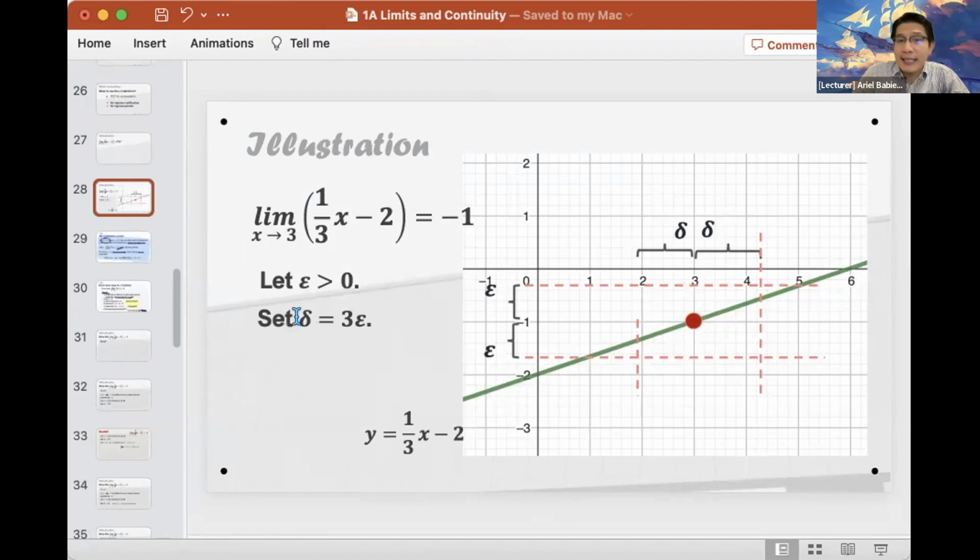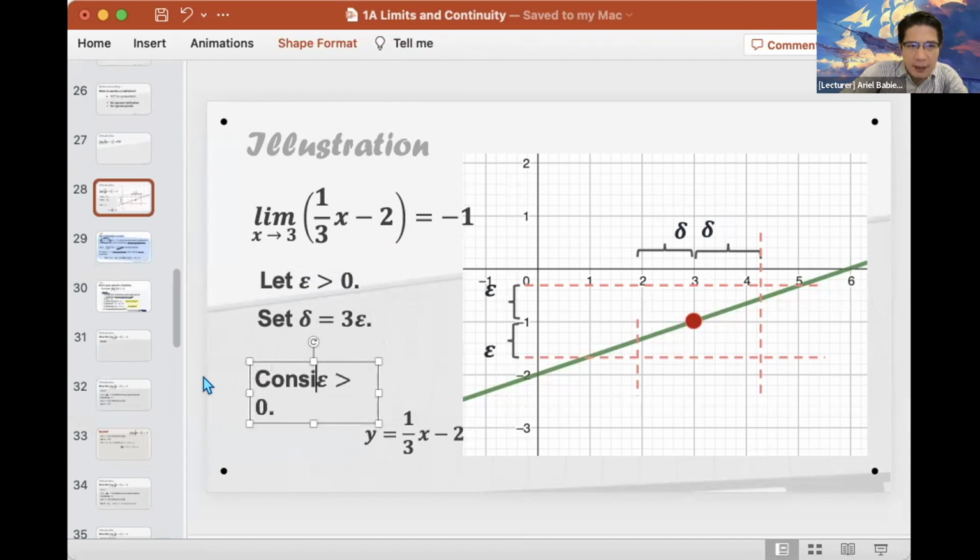So this is what we got earlier, to show that indeed, using the epsilon delta definition, the limit of this as x approaches 3 is -1. For every epsilon greater than 0, we have to choose or set delta to be thrice epsilon. So maybe we can do a specific value. Let's consider one.